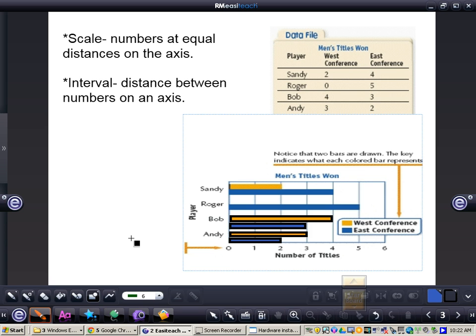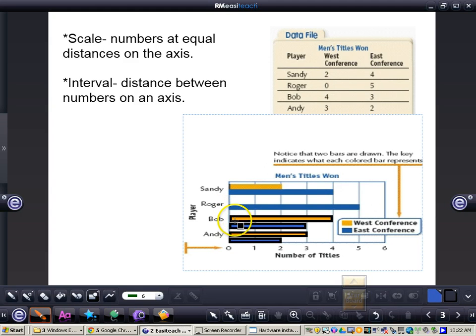Okay, now this double bar graph shows me a lot of different data. Some data that represents men's titles won in the Western Conference and Eastern Conference. I can see that Roger won the most titles out of any conference, going all the way out to 5, and it's very simple because the bar graph goes out the furthest there. However, I can see that Roger won the least amount of titles in any conference because he had 0 in the West Conference.